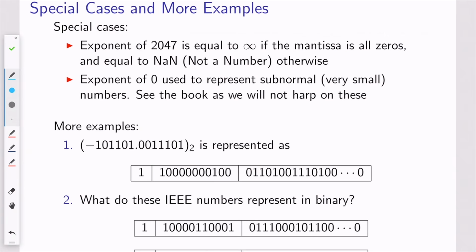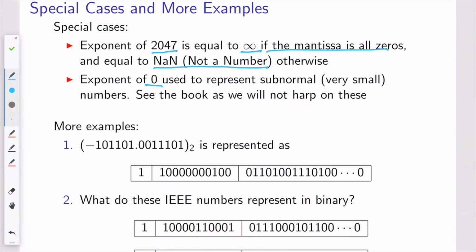Okay, so I told you that of the 2048 integers we could represent in the exponent, 2 of them we were saving for special cases. We're not going to obsess about these, but this is just so you know what they are. If the exponent is 2047, then the number is set to represent infinity if the mantissa is all zeros. If the mantissa is not all zeros, but the exponent is 2047, then it represents this thing called not a number.